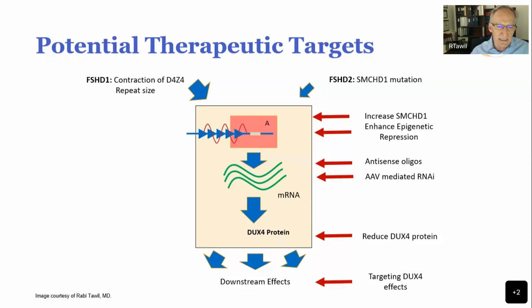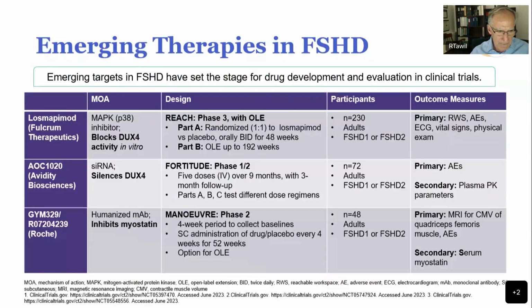Most of the emphasis is on antisense oligonucleotide and AAV-mediated RNAi. Lastly, but probably the least effective, would be reduction of DUX4 protein, and maybe trying to deal with target DUX4 effects downstream from the production of DUX4 protein itself. Next.